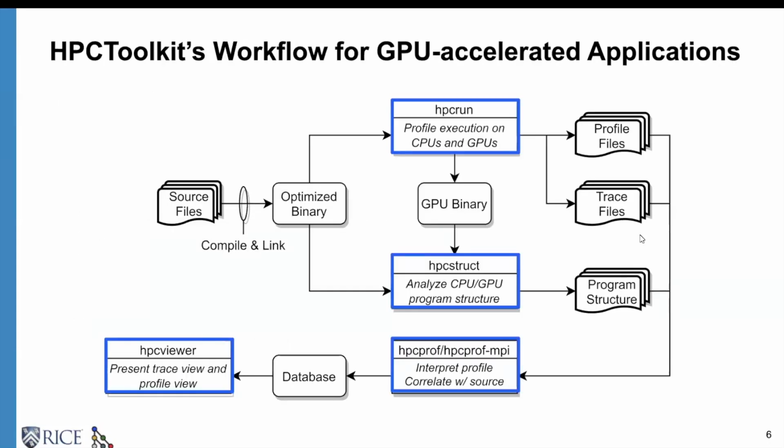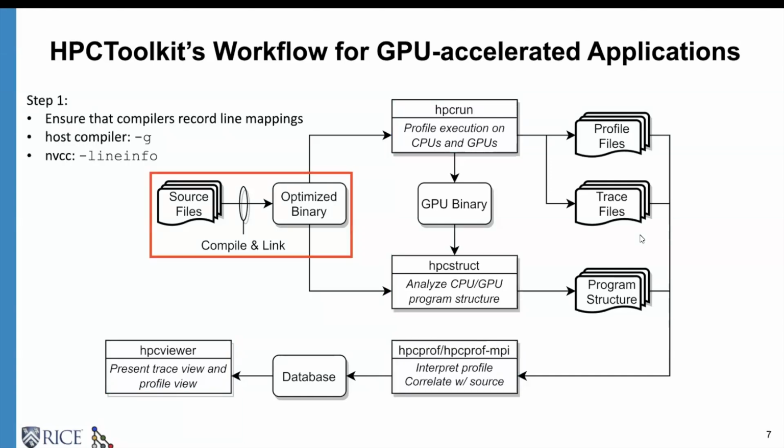So how does HPCToolkit work? The workflow is as follows. There are 4 tools in our system. There's HPCRun, which profiles execution on CPUs and GPUs. HPCStruct, which is for analyzing binaries to recover mappings to source code. HPCProf, which will combine information about the mappings between machine instructions and source code with profiles and traces. And then HPCViewer, which presents the profile and trace view. So let's look at how that works.